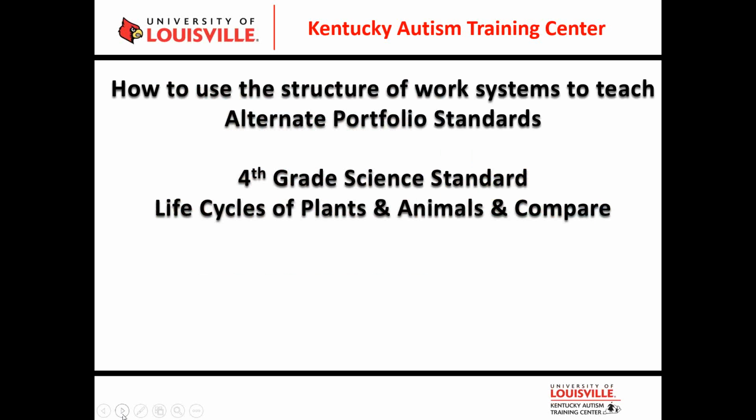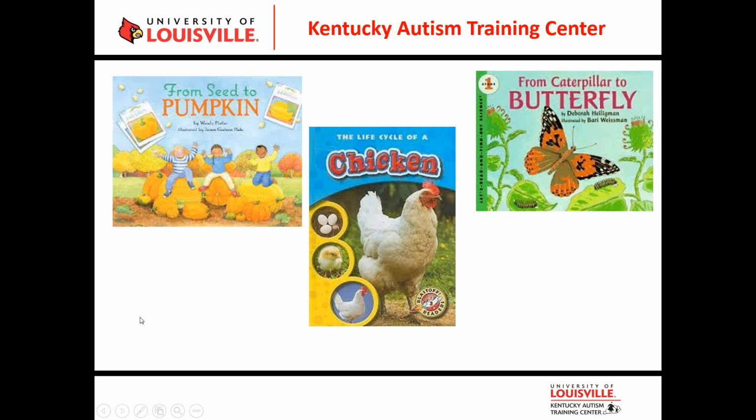So this is just how I think about using teacher workstation, and I know a big thing is alternate portfolio, so I'm not going to go in depth about everything that I would teach. I just wanted you to see how I would break up what I would put into teacher workstation and what I would put into independent workstation. This is a 4th grade science standard of life cycles of plants and animals, and then you also have to compare them. I know it's testing window out there, so hopefully your alternate portfolio test is done. But this is what I would do.